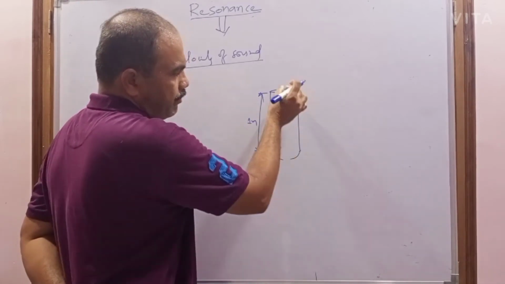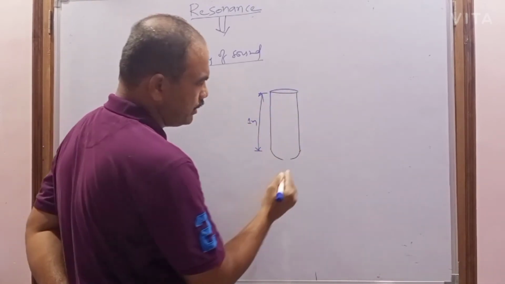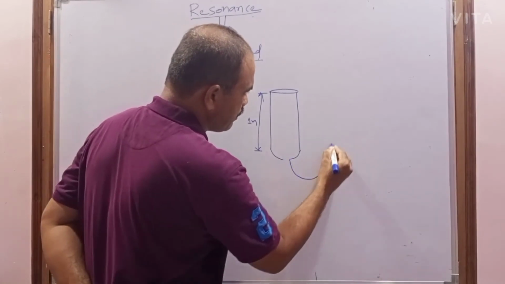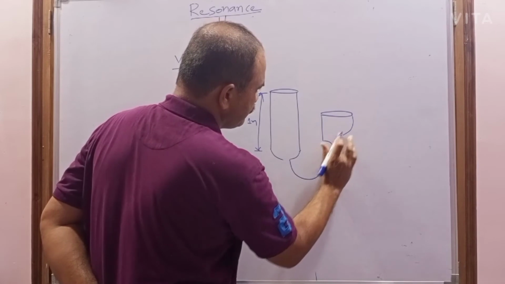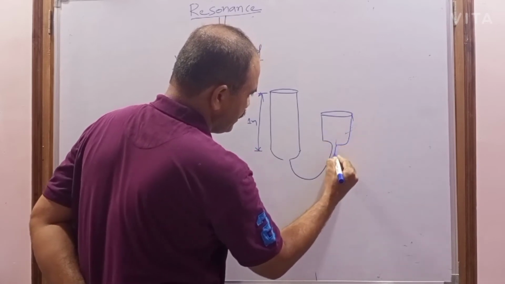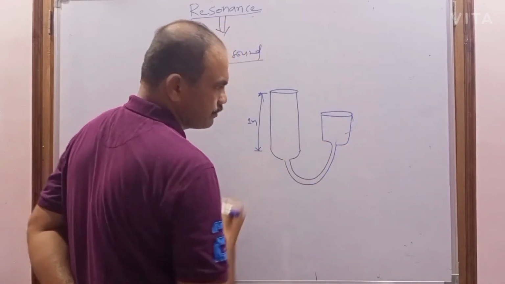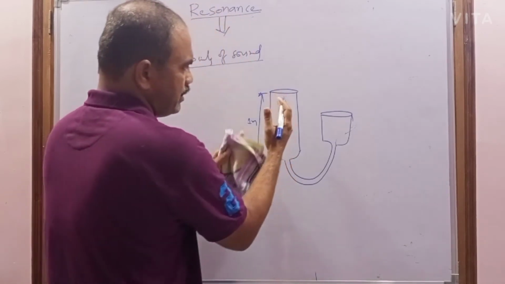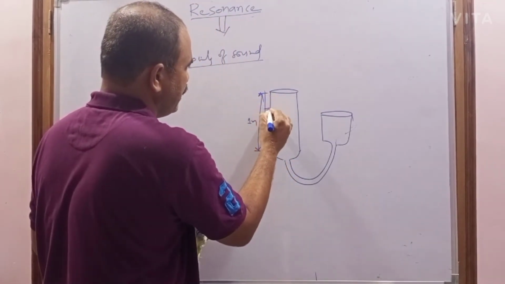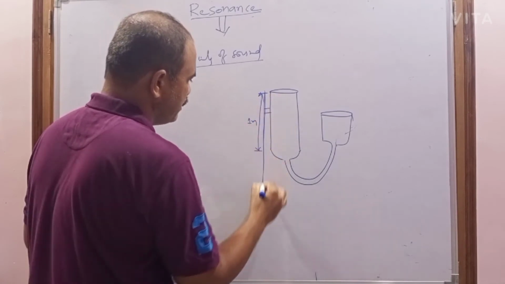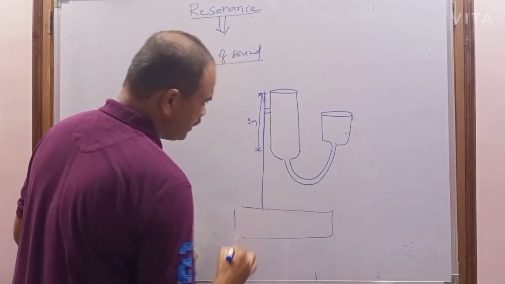It is a closed pipe. One end is open, the other end is closed, and the closed end is connected to a reservoir. Now consider this closed end is attached to a retort stand.